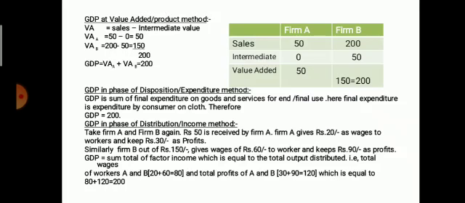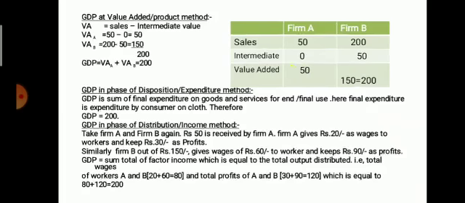Okay, so here firm A's value added is 50 and firm B's value added is 150, that gives us 200. Here a slight printing mistake is there, it is upside down in the chart. So value added of firm A is 50 and value added of firm B is 150. The total value added, gross value added, is how much? 50 plus 150 will give us 200.